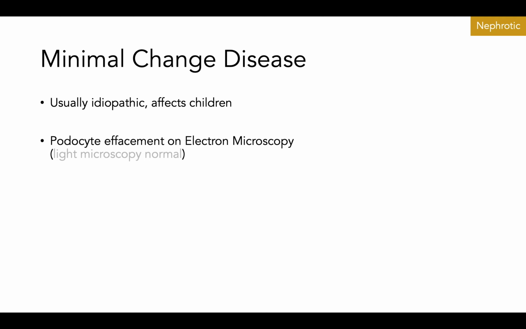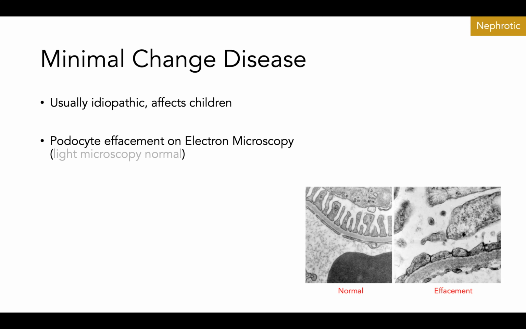So first of all, in the nephrotic category, we have minimal change disease. Now, this one is usually of unknown cause, and it's much, much more common in children. The key investigation for this one is electron microscopy, very powerful microscopy that can visualize the podocytes, and it shows effacement, which is like collapse of the podocytes onto the basement membrane. That impairs the filtration barrier and lets protein leak out.